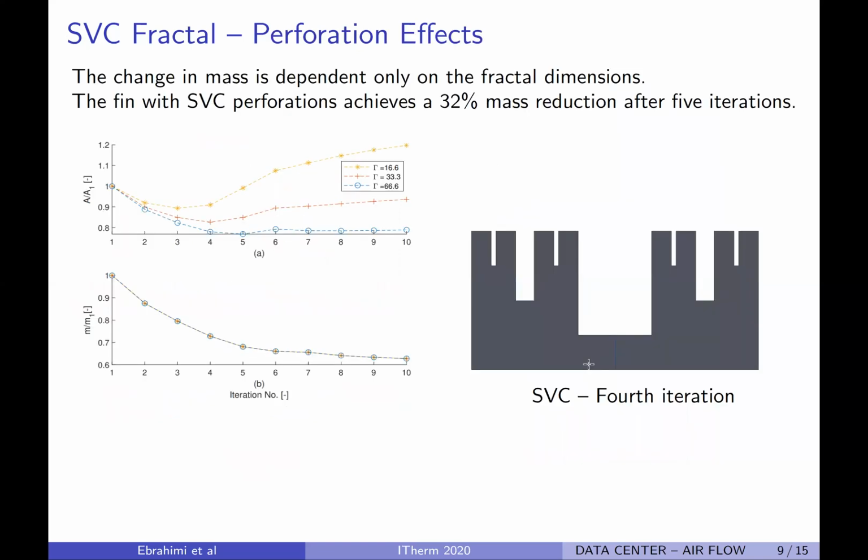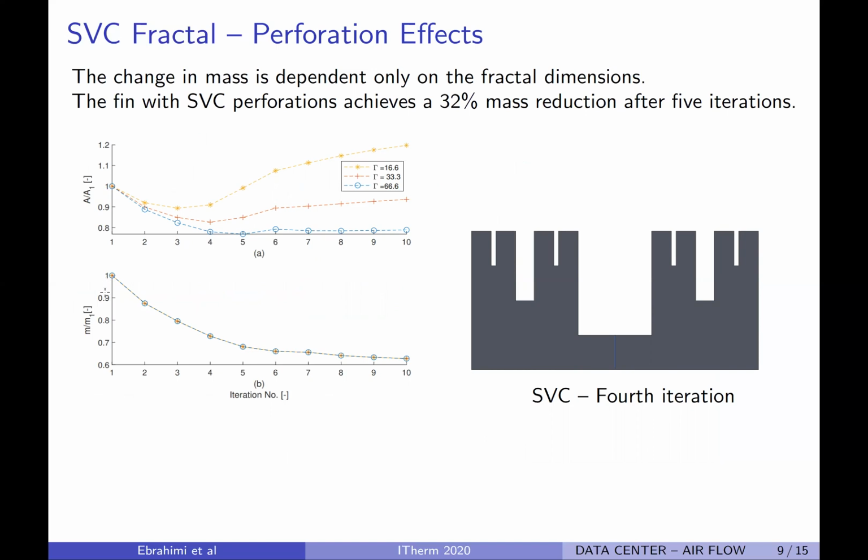This slide shows the fractal iteration effects on the fin mass and the fin effective heat transfer area. For this case study, we assume that the length of the fin is 10 centimeters and the height of the fin is 5 centimeters. We tried 3 different thicknesses: 0.15, 0.3, and 0.6 centimeters.